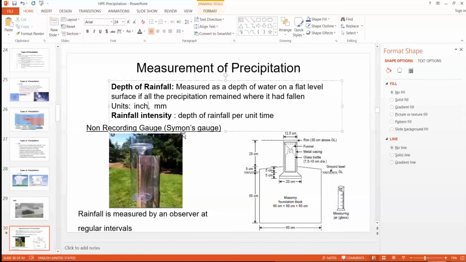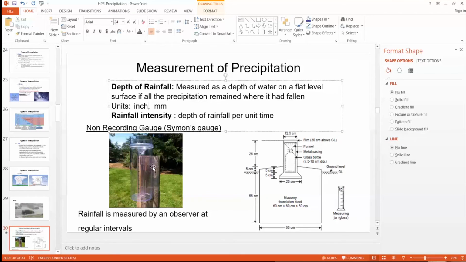The non-recording gauge is a very simple gauge. It is also called Symons gauge. The schematic is shown in this figure. It has a circular inlet with a diameter of 12.5 centimeters, and there is a funnel. Once the rainfall reaches this circular opening, it goes into this glass bottle through the funnel, which has a measuring scale.